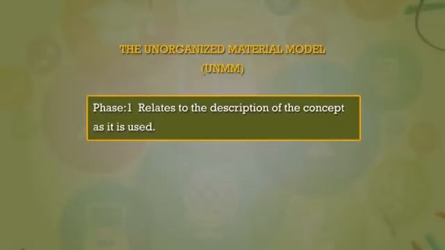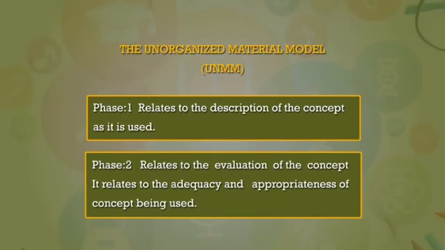The syntax of this mode of concept attainment is also quite different from those of the reception and selection model. It consists of 2 phases. Phase 1 relates to the description of the concept as it is used, and phase 2 relates to the evaluation of the concept. It relates to the adequacy and appropriateness of the concept being used.